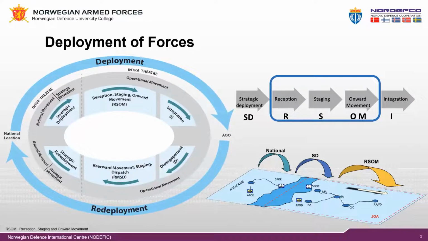This figure depicts the main processes from national locations to the designated area of operations for deployment, and from the designated area of operations to national locations for redeployment. We will not focus on the redeployment in these presentations. Rearward movement, staging and dispatch are in many ways the reception, staging and onward movement process, only backwards.